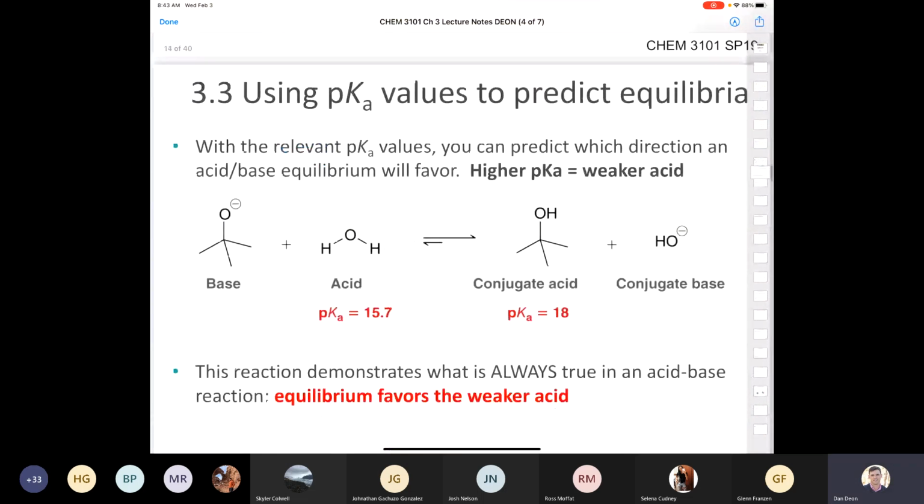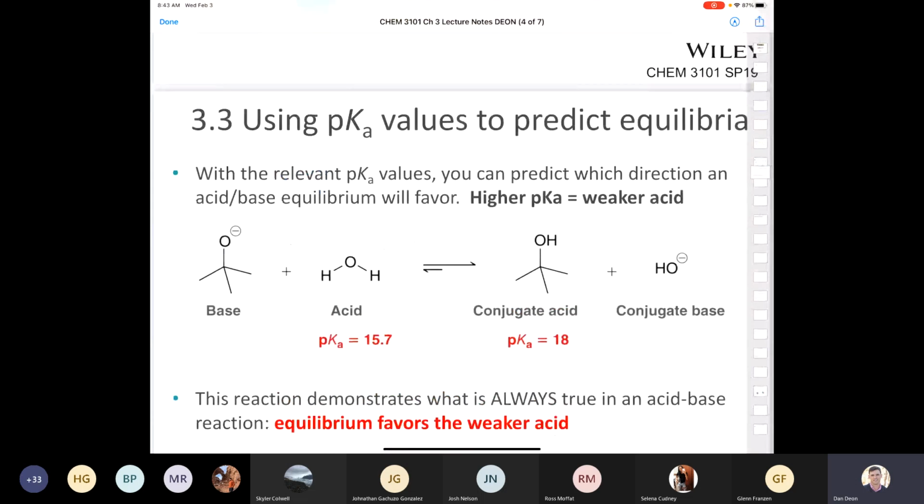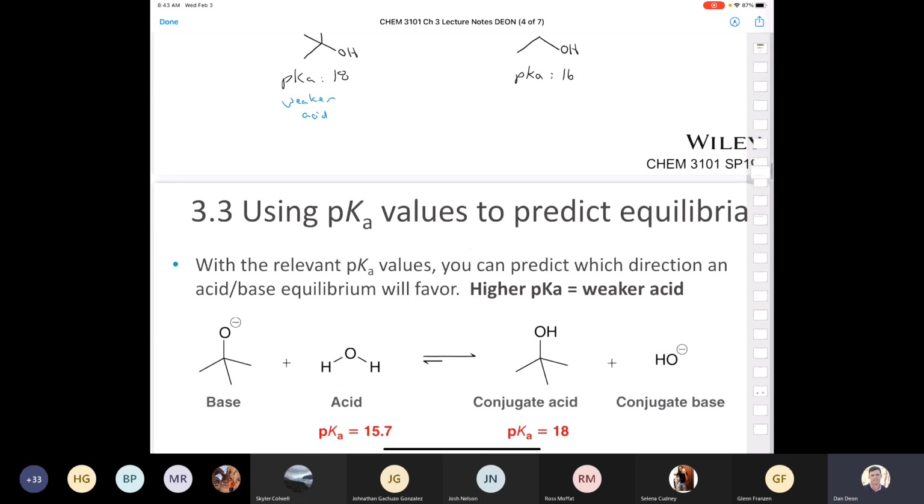Well, let's talk about equilibria even more. It says here that with the relevant pKa values, you can predict which direction an acid-base equilibrium will favor. Okay, let me ask you guys a question.